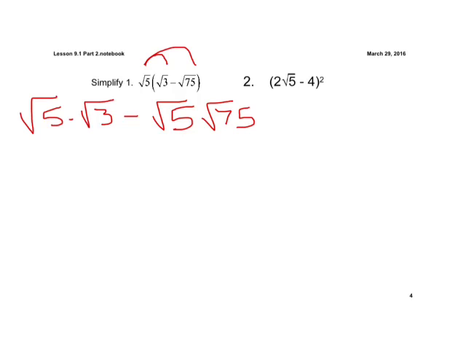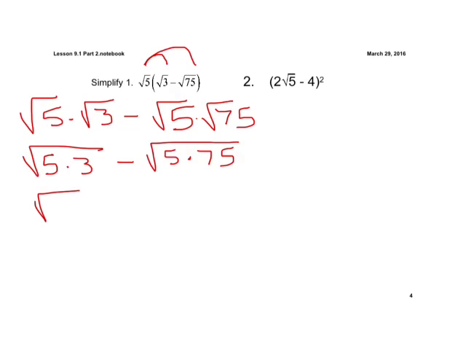Okay, now let's use our multiplication property with radicals. If we have the square root of 5 times the square root of 3, we know that's the same as the square root of 5 times 3. Minus, if we have the square root of 5 times the square root of 75, we know that's the same as the square root of 5 times 75. Okay, now let's keep rewriting it. We now have the square root of 15 minus the square root. You might need to use a calculator. If we multiply those together, we're going to get 375.